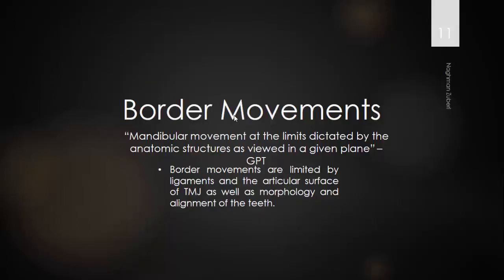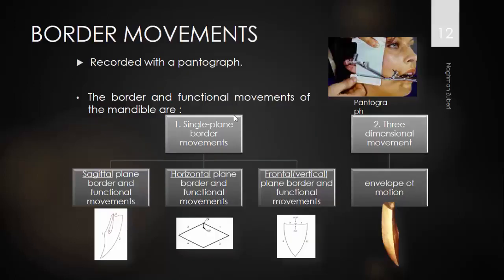Border movements: mandibular movement at the limits dictated by the anatomic structures as viewed in a given plane, according to the glossary of prosthodontic terms. Border movements are limited by ligaments and the articular space of the TMJ as well as morphology and alignment of the teeth. Border movements are recorded with a pantograph.